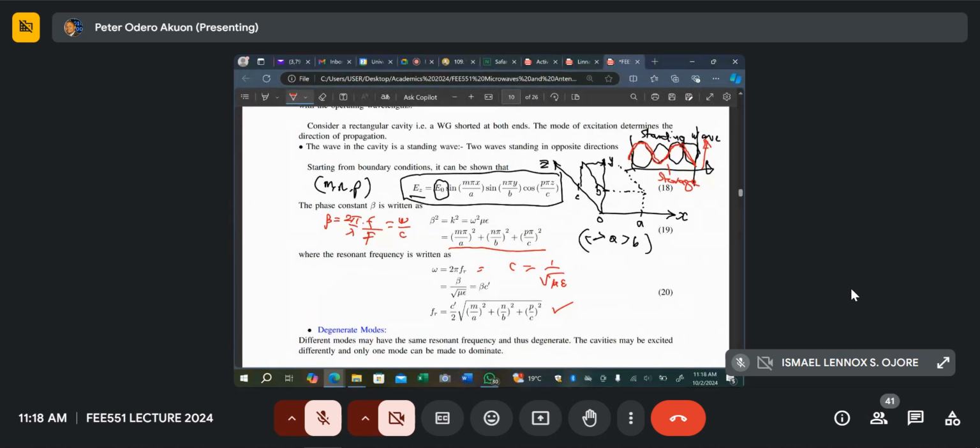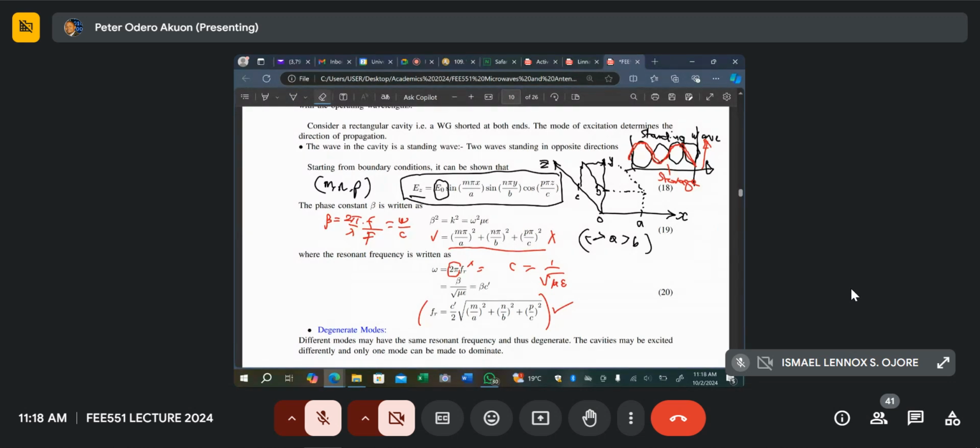Okay, so fr, because we have 2 pi here, and beta is here, so you divide by that equation here, this one and that. So fr is equal to omega over 2 pi, and you have beta in terms of omega, so you get that value. So it means we can now calculate the resonant frequency inside the rectangular cavity.